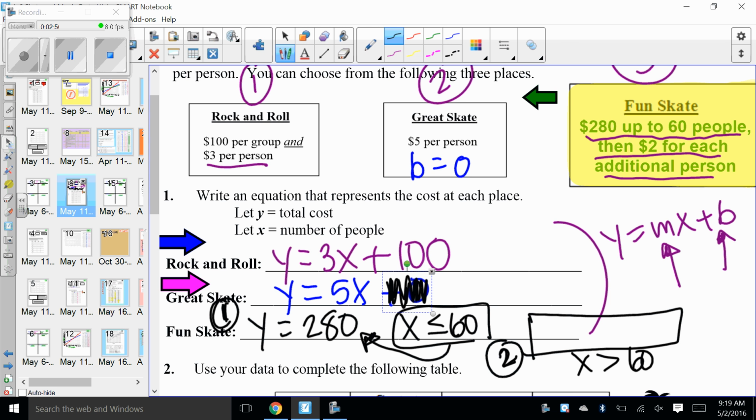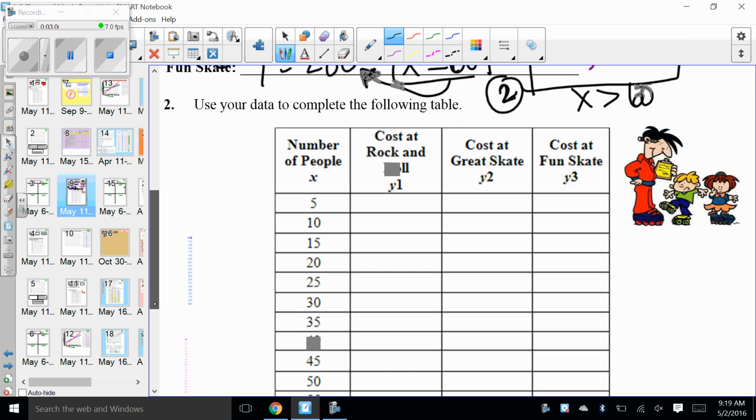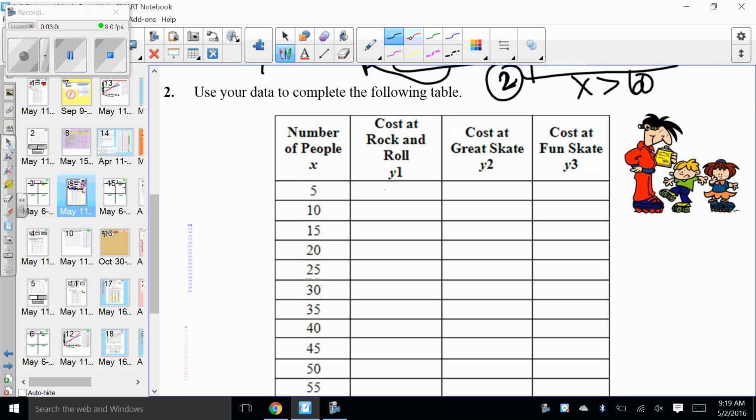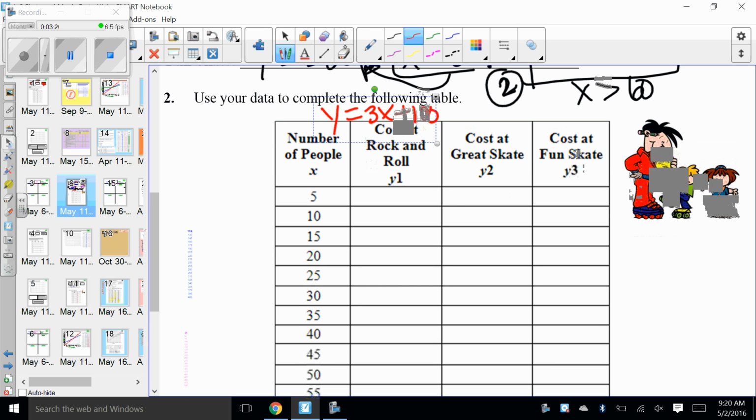Okay, so in our table down below, the cost at Rock and Roll. We're going to do Rock and Roll first. For Rock and Roll, we said that the cost was going to be 3x plus 100. So $100 at the beginning and $3 per person. Actually, I'm going to erase that and write that in purple so that my colors match. So you can just hold tight for a second. y equals 3x plus 100.